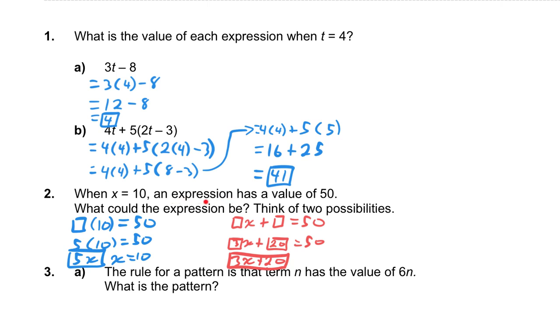Remember, read carefully. It says we need an expression. That means no equal signs, right? This is a good expression because there's no equal signs, even though we know the value of it, right? But the only reason we know the value of it is because we know that in each of these cases, x is 10.